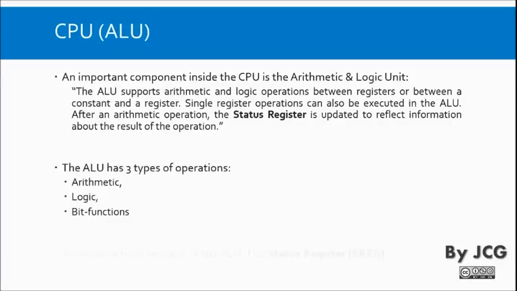The ALU has three types of operations. The arithmetic operations, such as sums, subtraction, multiplication; logic functions, such as AND or XOR operations; and bit functions in order to see, for example, if a bit is on or off. A very important component of the ALU is the status register.